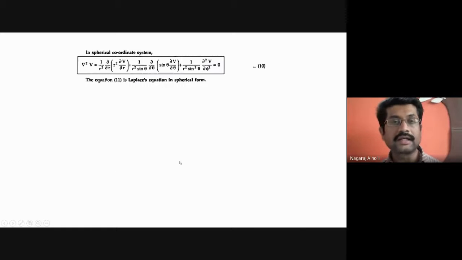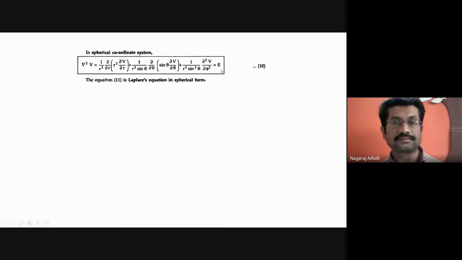Similarly, we can write the Laplace equation in the spherical coordinate system: del square V is equal to 1/r² ∂/∂r of (r² ∂V/∂r) plus 1/(r² sin theta) ∂/∂theta of (sin theta ∂V/∂theta) plus 1/(r² sin² theta) ∂²V/∂phi², equal to 0.